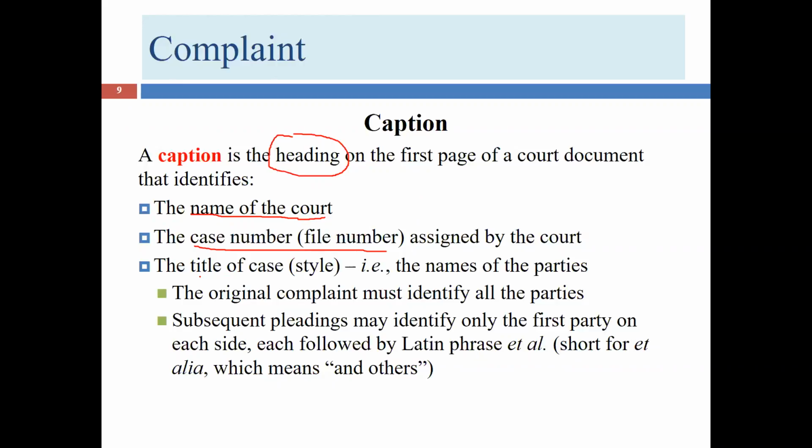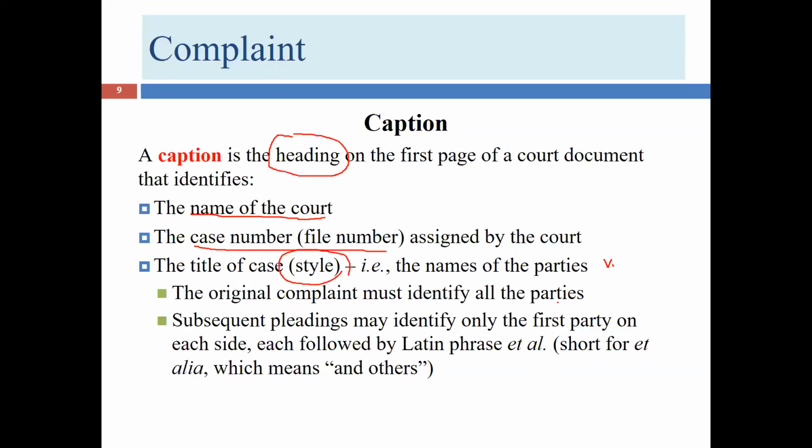And then we'll have the title of the case. The style of the case is the most common term for it. And that is the names of the parties. Typically it's going to be separated with a V standing for versus. The original complaint, the first copy of it, that is submitted has to identify all the names of the parties. So you might have a style that goes on for more than one page. I mean, if you have 20 people suing 20 other people, it may not all fit on a single page.